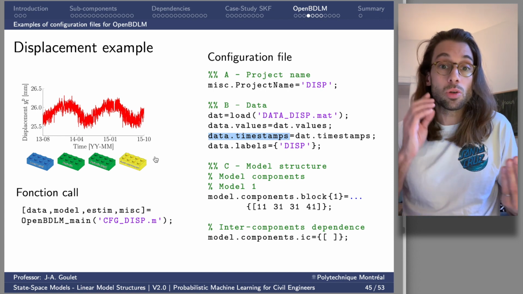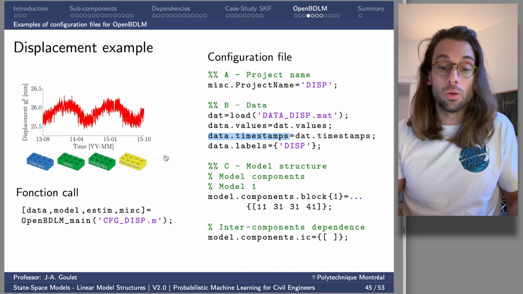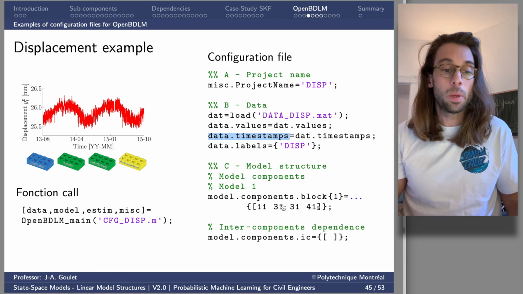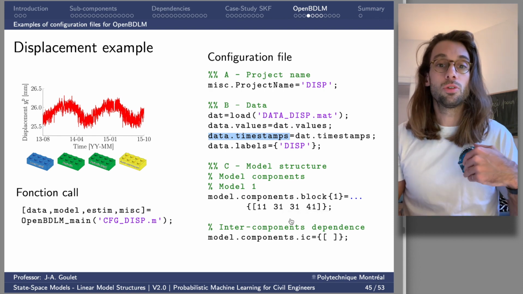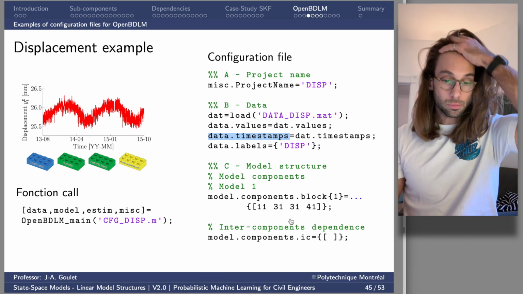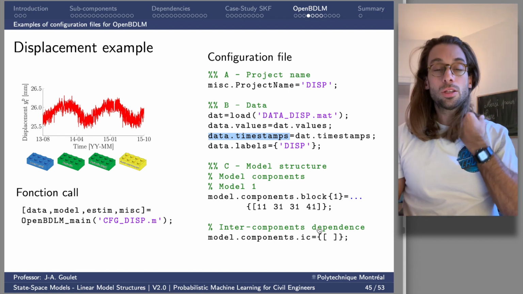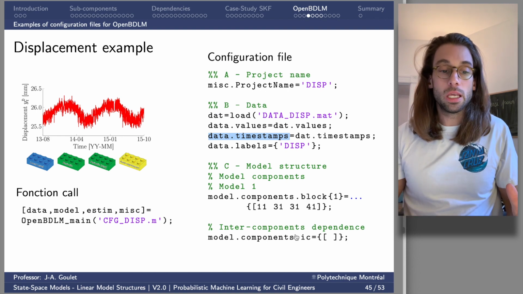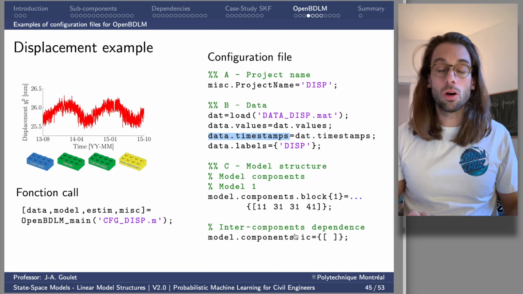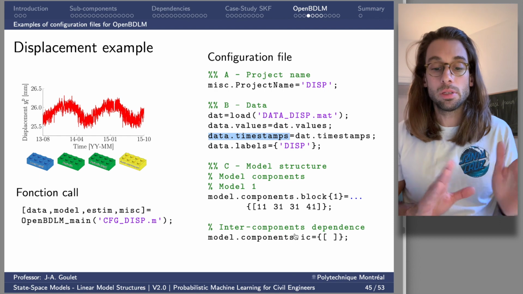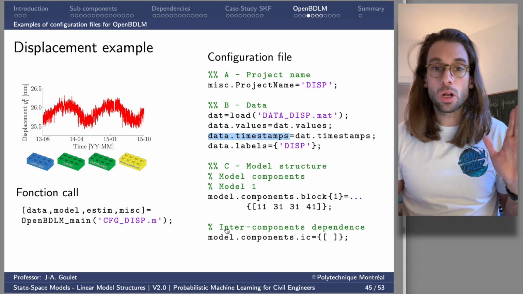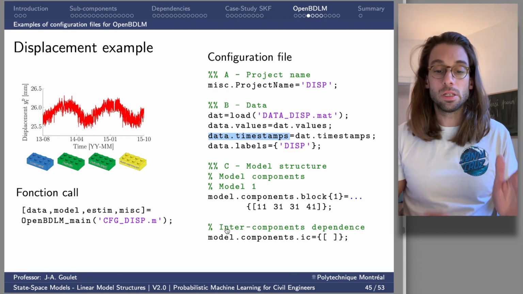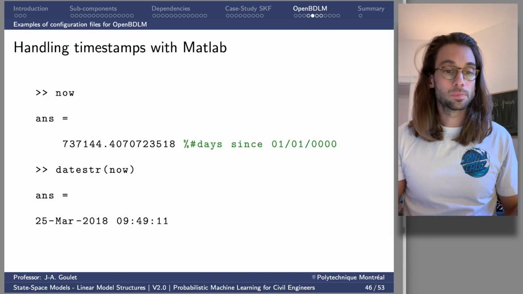Some of these parameters are going to be, for instance, the period, where in this case, for the first block, you're going to define a period of 1 year. The second period, for instance, 1 day. Then we're going to have the inter-component dependency. In this case, since I'm going to have only one time series, there's no inter-component dependency, so this is empty.